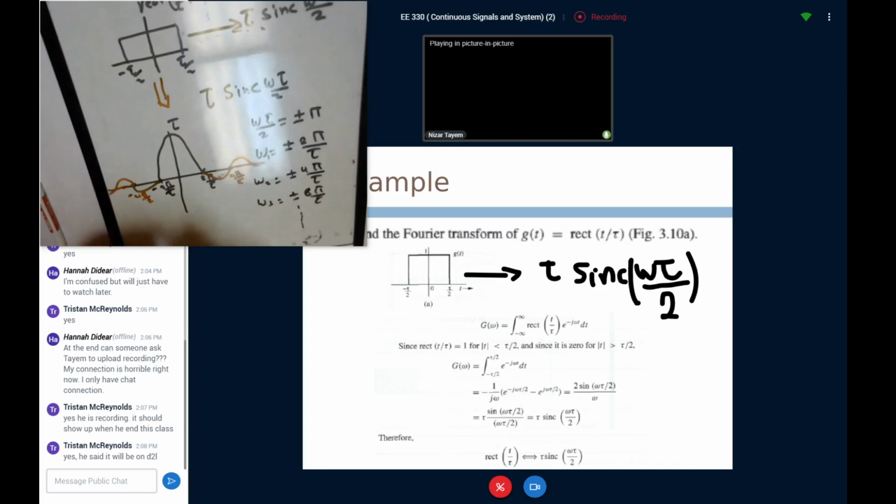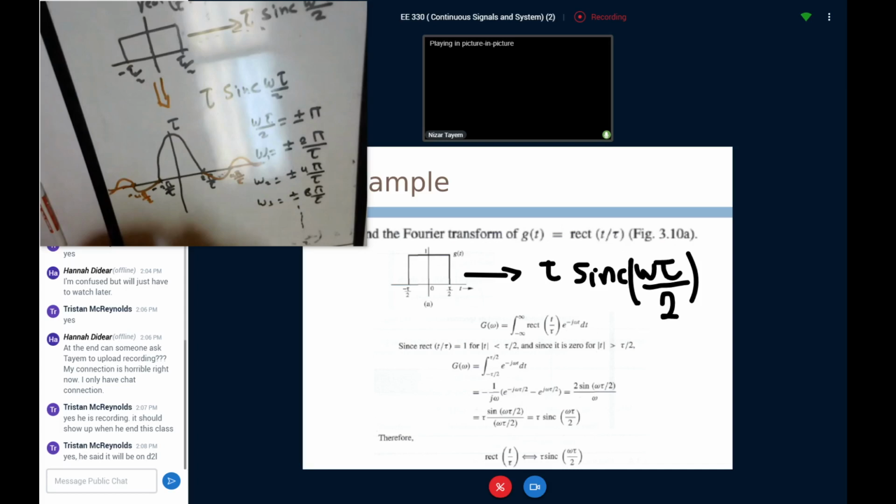Okay. So this is mainly how it looks. This is the sinc function. This is the first zero crossing, second zero crossing, etc. And at 0, we're going to have the high value.